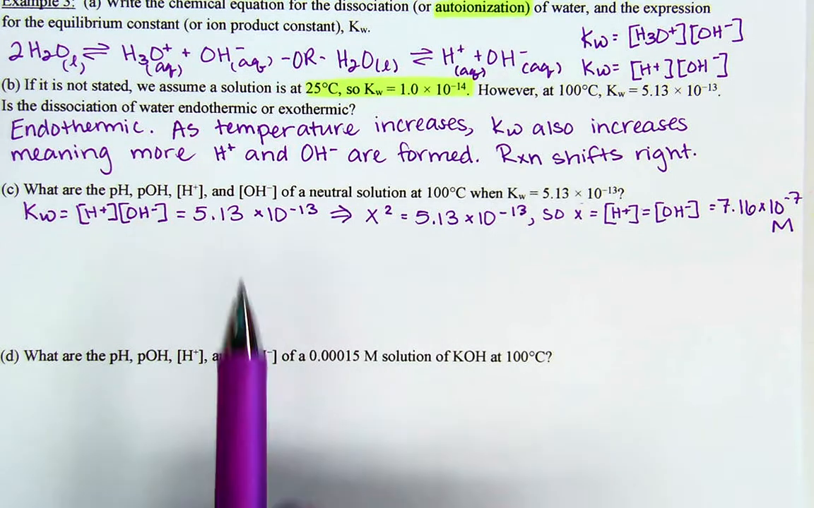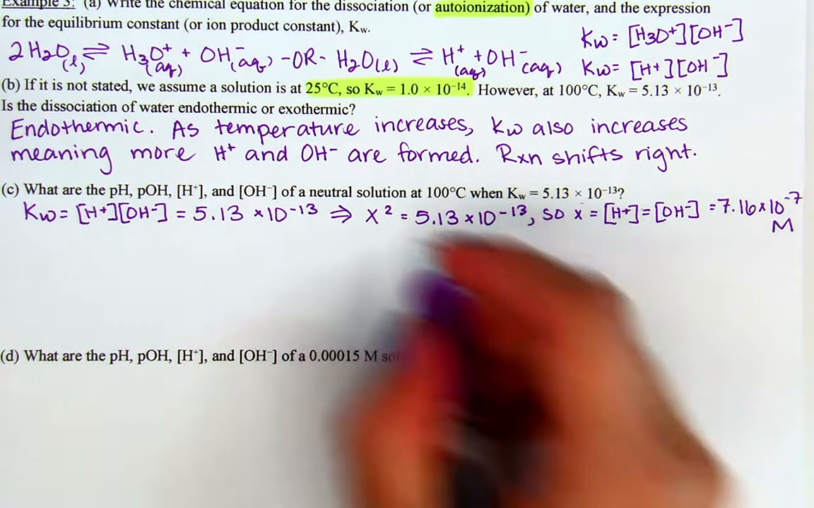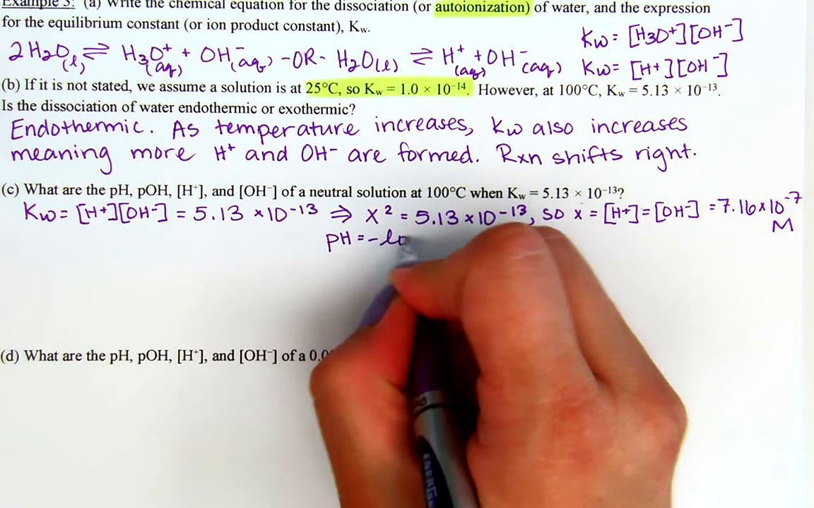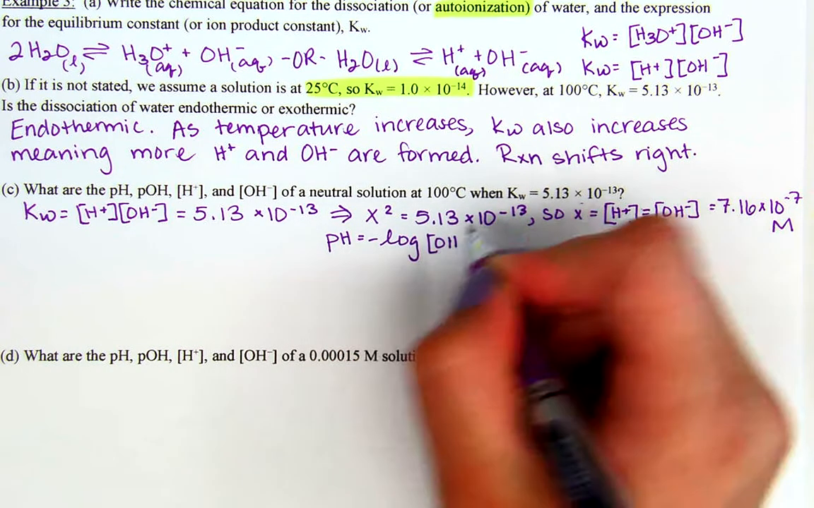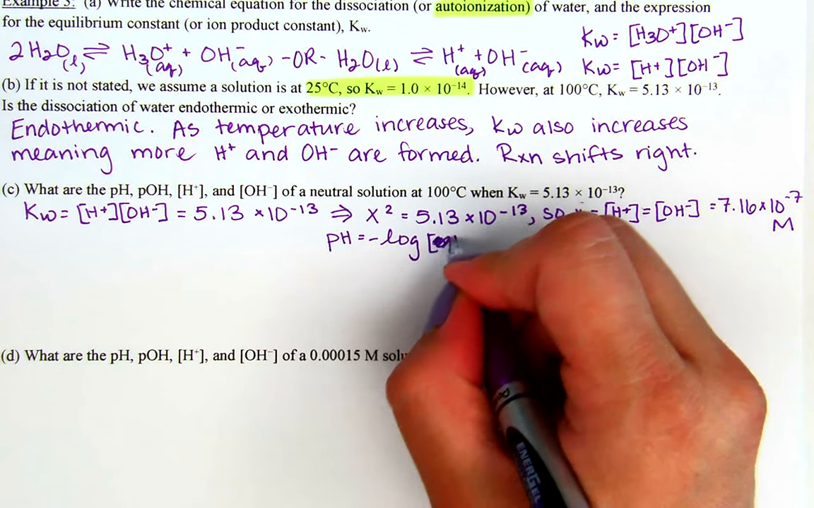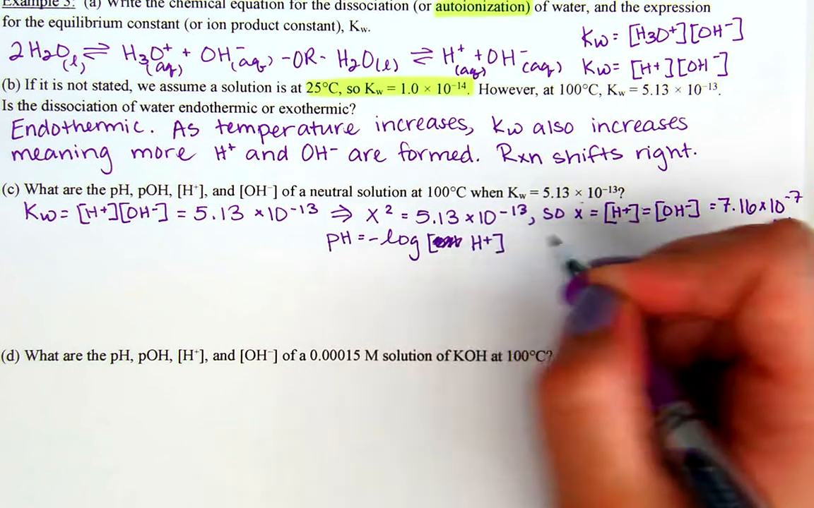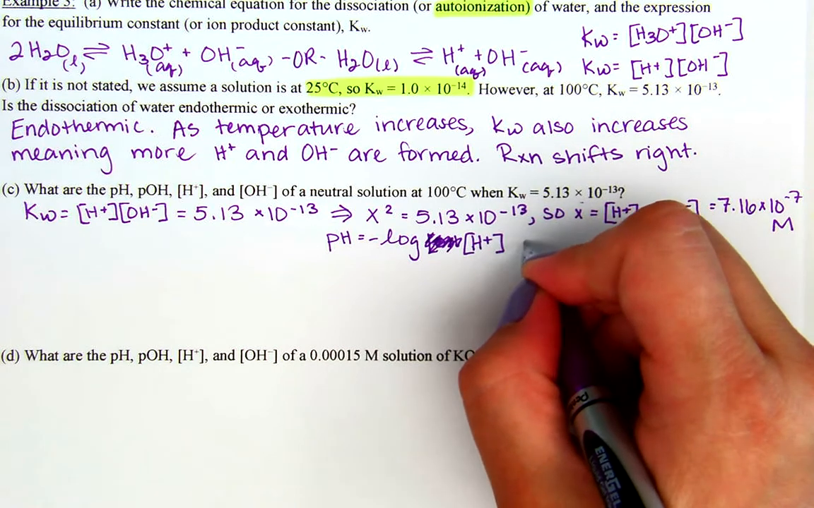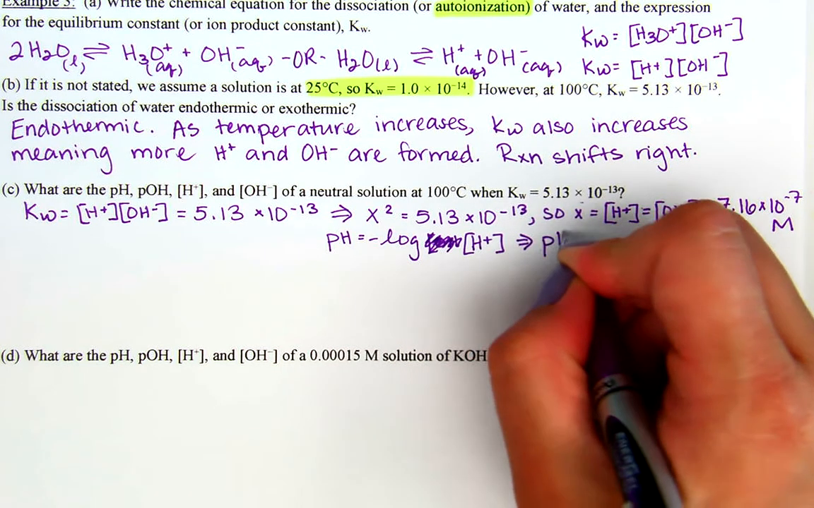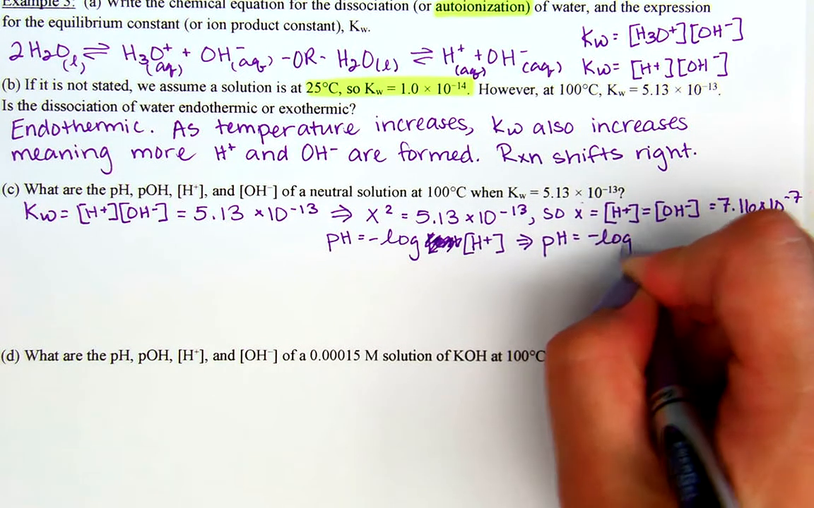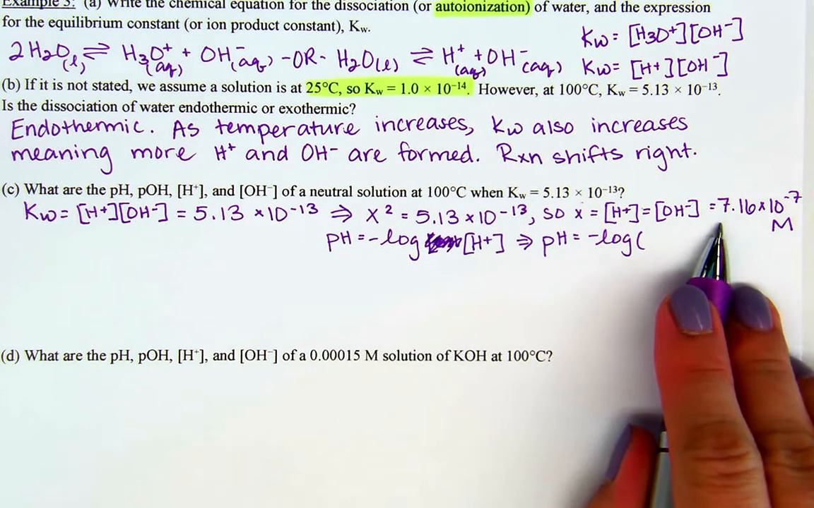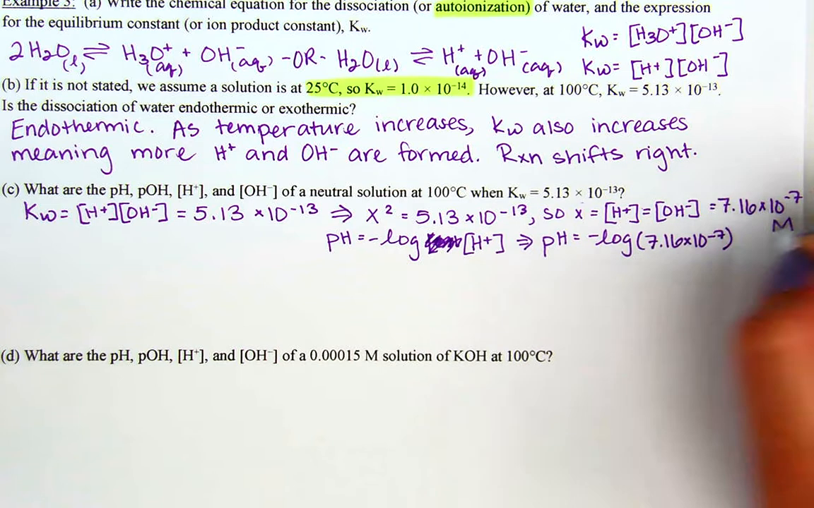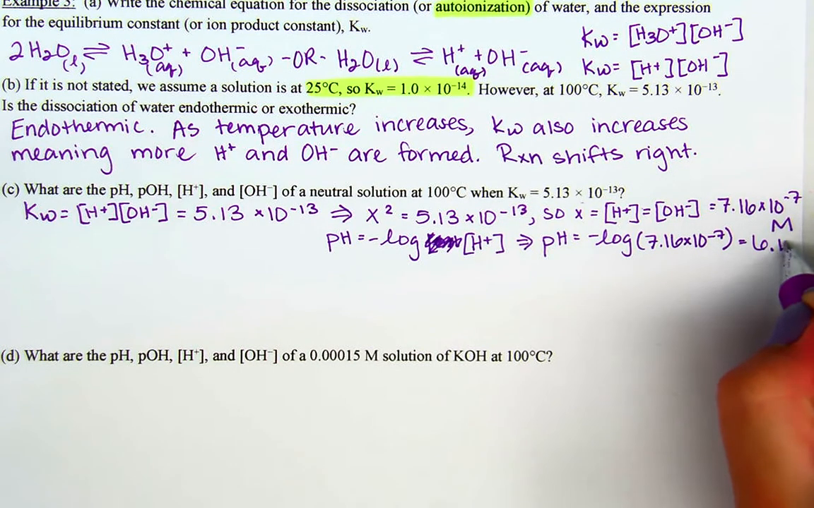Okay, so now what is our pH? By definition, pH equals negative log of the concentration of H plus, and plugging in our numbers then, pH equals negative log of 7.16 times 10 to the negative 7. And if you plug that in, you get 6.15.